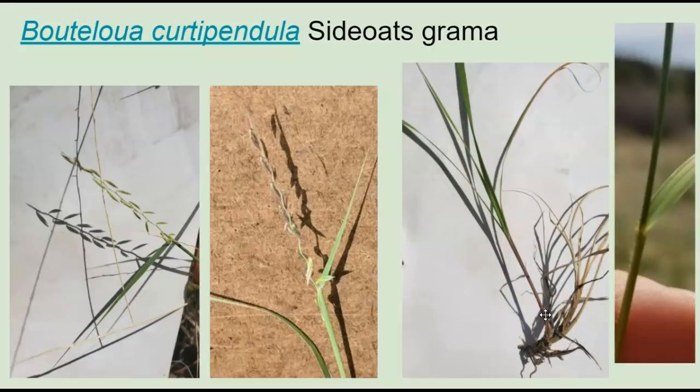And when the Sideoats grama senesces, it senesces even more to a reddish color as the season goes on. This is, as the name implies, but this picture does not perfectly demonstrate. The glooms are all hanging to one side, and so it's called Sideoats grama.